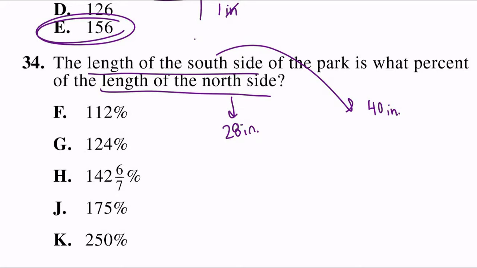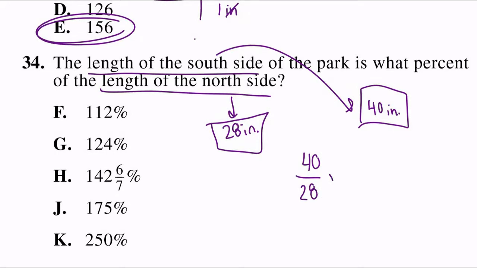So to figure out the percent, think of this as if you were to figure out your percentage that you scored on a test. If you were to answer 40 questions correct out of a total of 28. Let's say there was quite a bit of extra credit on this test. So all you have to do is do 40 divided by 28 times 100%. And that gives us 142.9%.